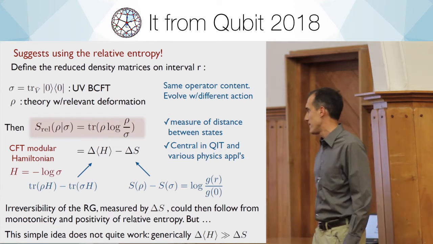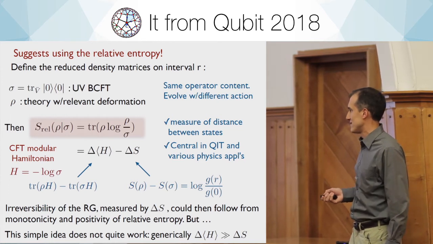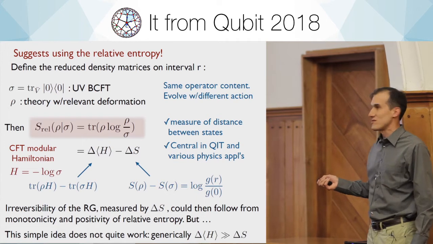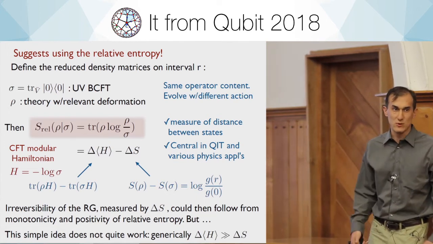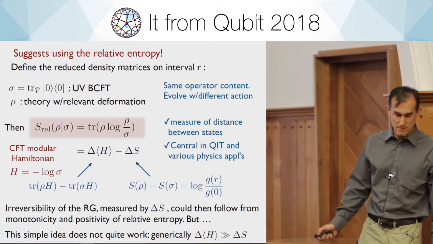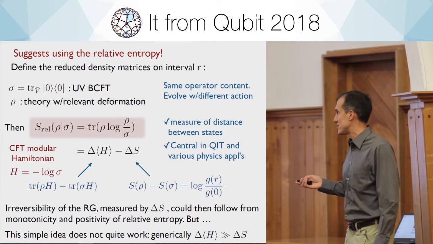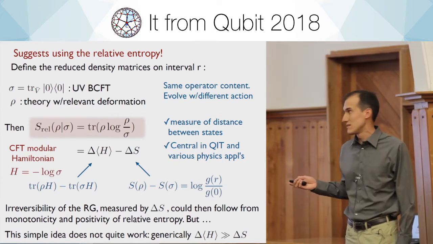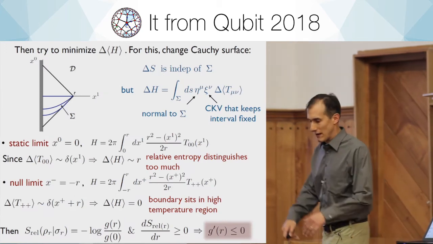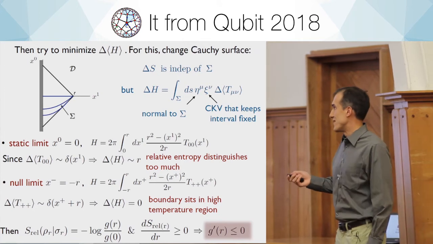Now, as I was saying, this is looking nice, but the simple idea does not quite work because generically one finds that this term, delta H, is much bigger than delta S. And that would mask any potential monotonicity properties for delta S. Okay? So what we need to do to make progress is try to minimize the contribution from delta H. And the proposal to do that is to start thinking about quantizing the system in different Cauchy surfaces. So let me briefly describe that.